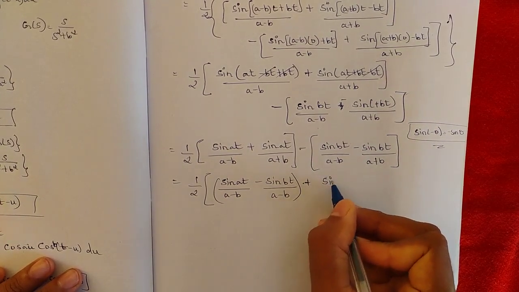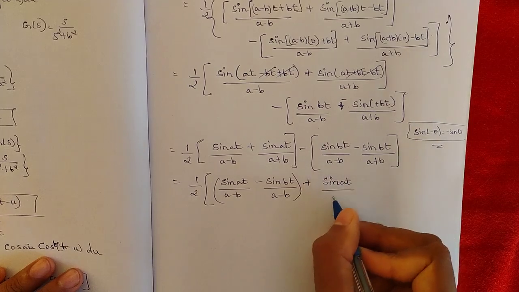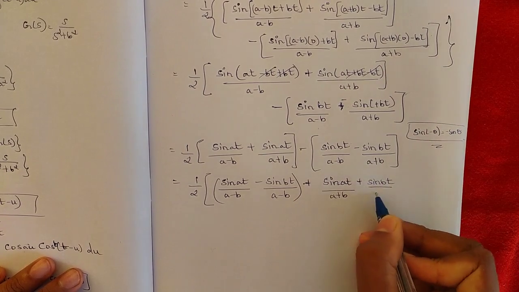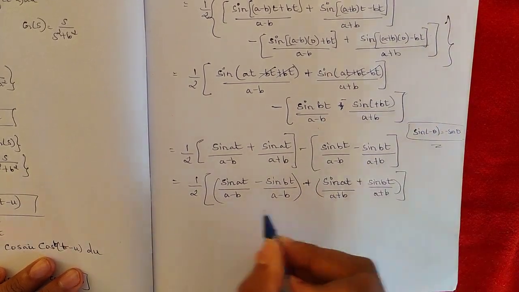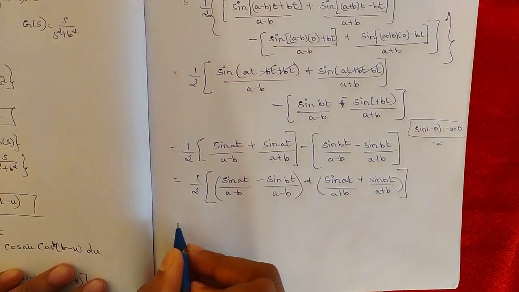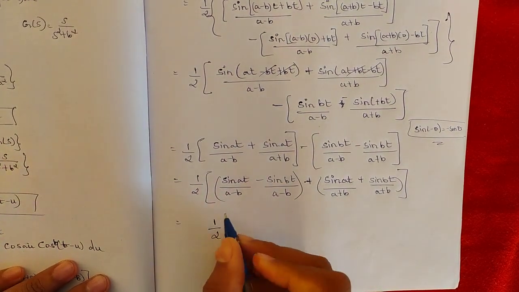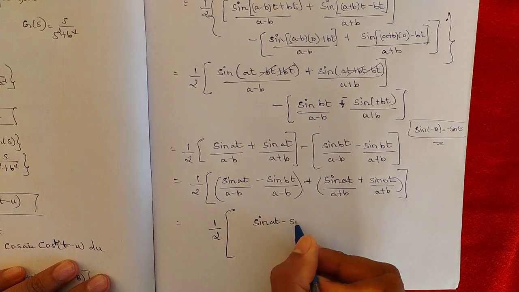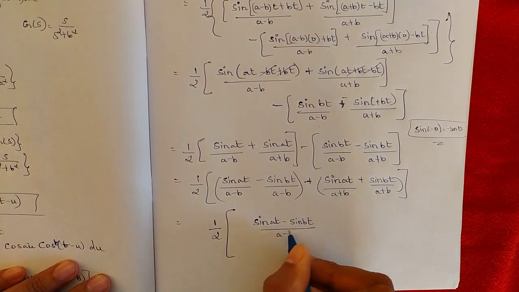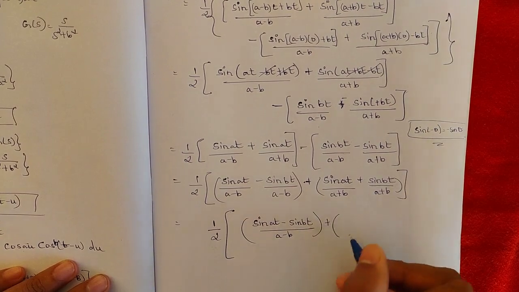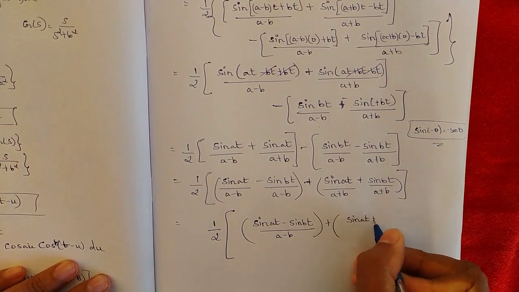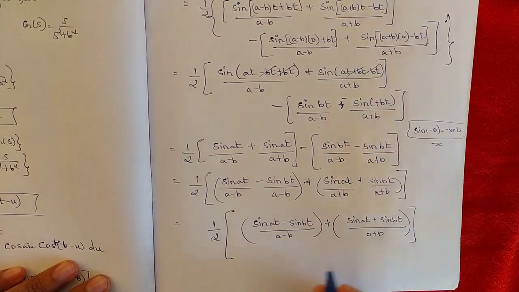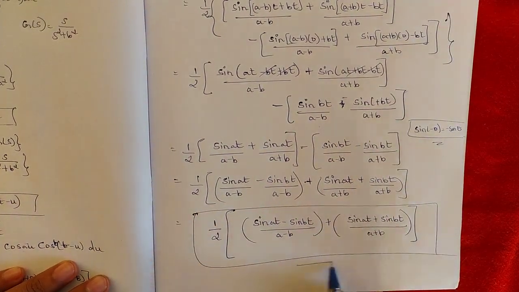plus sine at by a plus b minus minus plus sine bt by a plus b. Okay, so here in both these terms denominators are common, so you will be getting our final answer as 1 by 2 into sine at minus sine bt divided by a minus b plus sine at plus sine bt divided by a plus b. Okay, so this is our required answer.